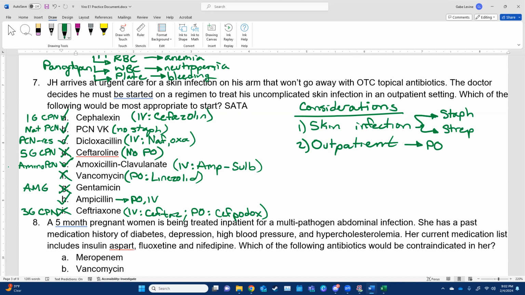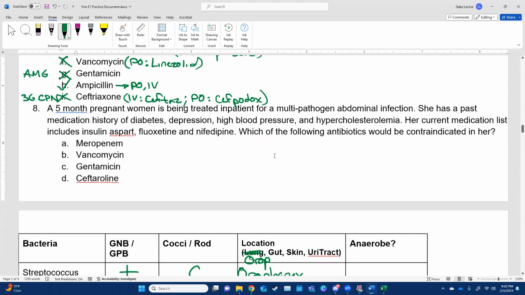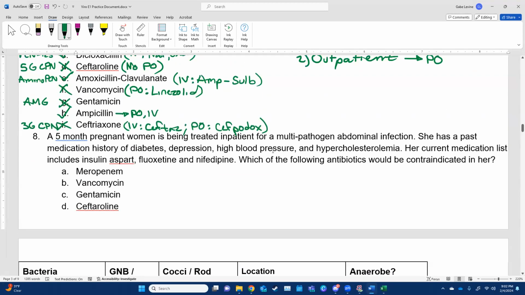Great. Any questions about this problem? Is this problem helpful? I feel like it is. Okay. All right. Last one, and then we'll wrap up.